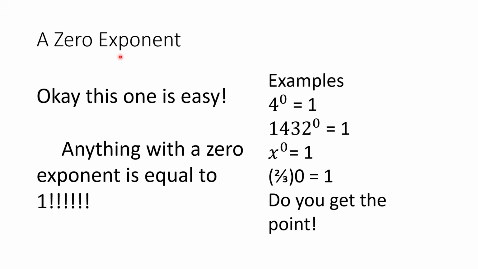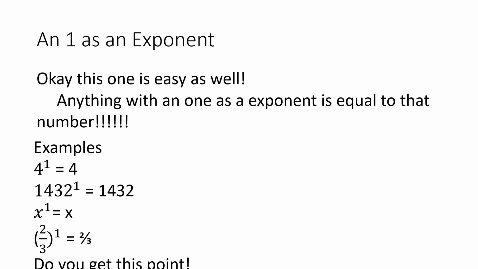Zero exponent. Okay, this one is easy. Anything with zero exponent is equal to 1. Example, 4 raised to 0 is equal to 1. 1,432 raised to 0 is 1. X raised to 0 is equal to 1. 2/3 raised to 0 is 1. So, get the point?